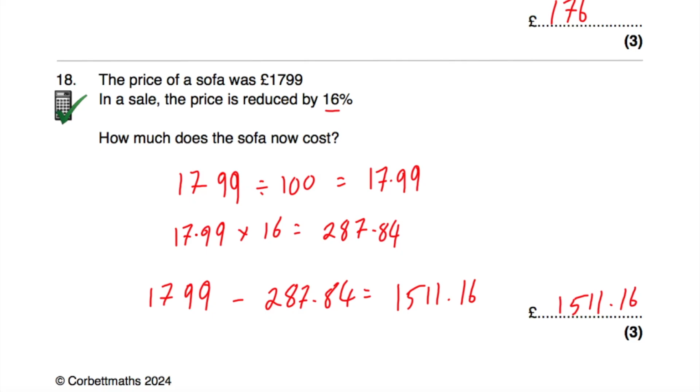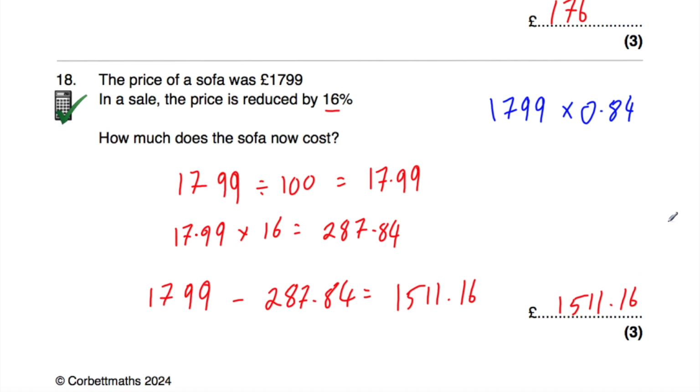Alternatively, we could use a multiplier. If we take the price of the sofa, the £1,799, and we multiply that by, well, it was 100% to begin with, it's reduced by 16%, so we're left with 84%, so that would be a decimal 0.84. And then if we do 1799 multiplied by 0.84, that's equal to £1,511.16 as well. And that's it.